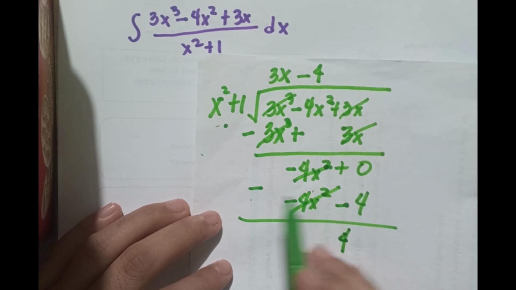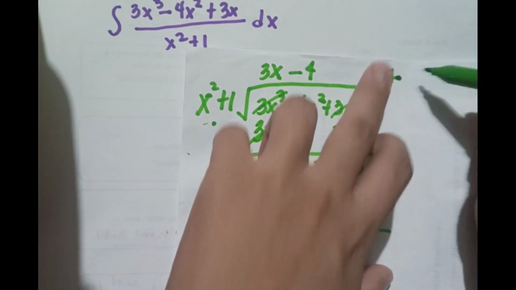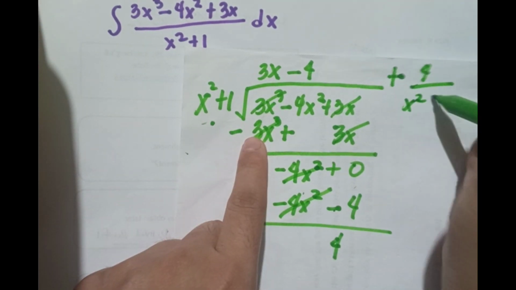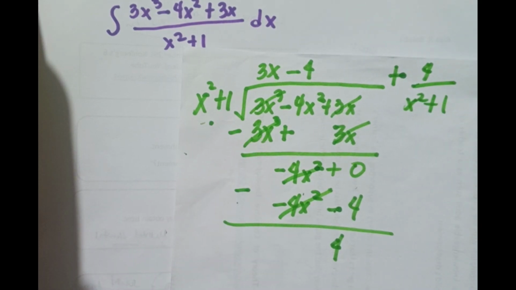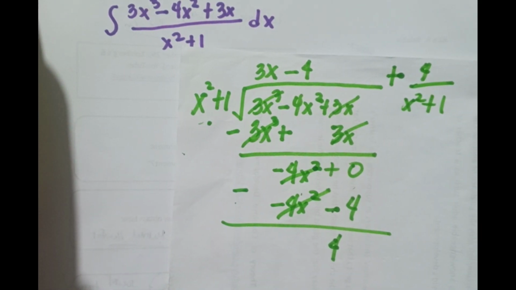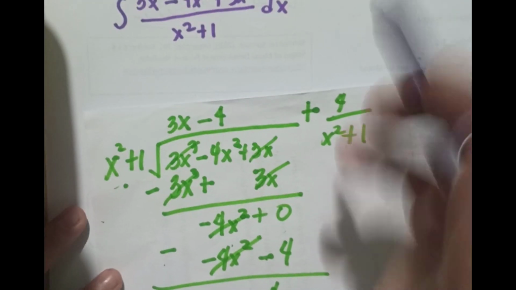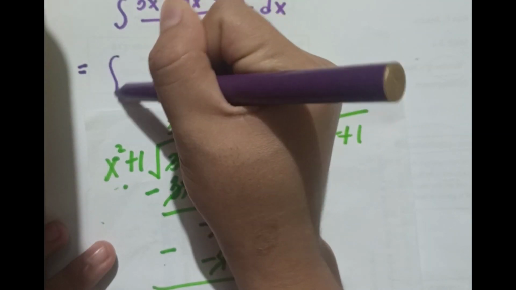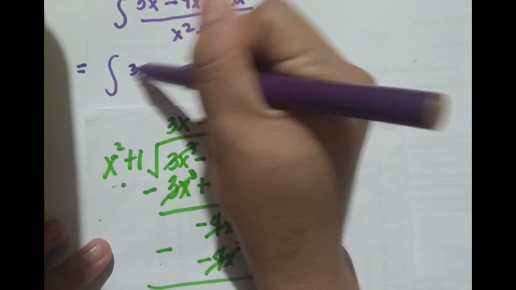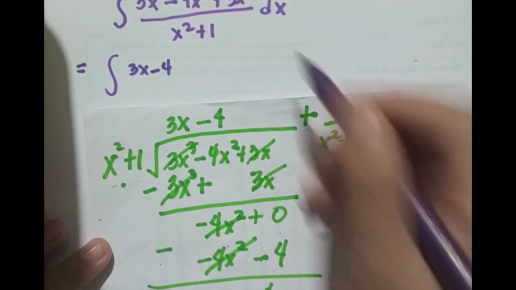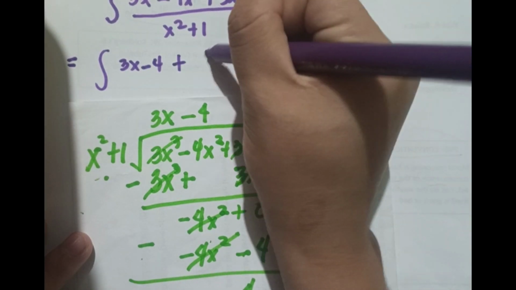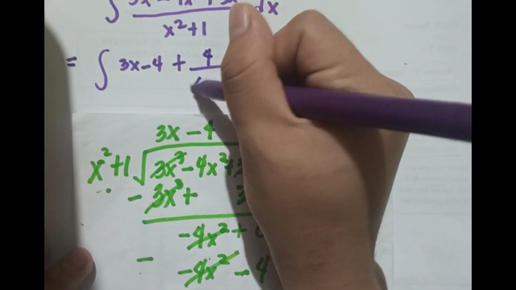The next thing is that you add the remainder to the quotient. So quotient plus the remainder. Our remainder is 4 divided by x squared plus 1. And then let's rewrite the function that we need to integrate. Why are we doing this first? Because we need to simplify the equation first, so it is easier to use the formula.